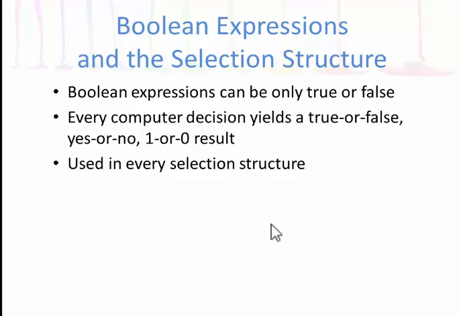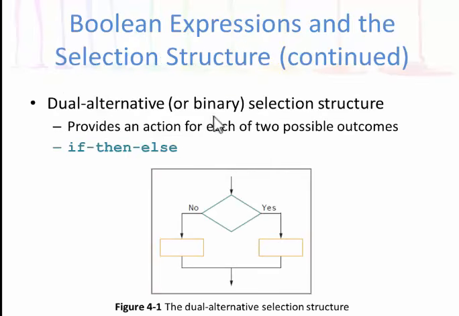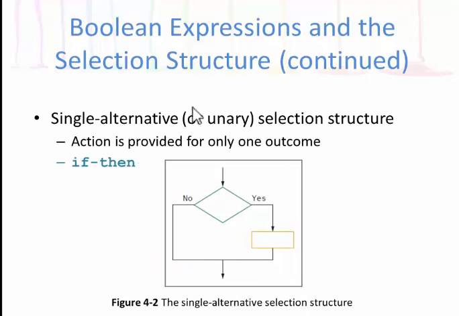So let's take our dual alternative or binary selections. As discussed in our previous sections, it provides an action with two possible outcomes. And it is always our if-then-else structure if we were working in our pseudocode. Our single alternative structure, our unary selection structure, is action provided for one outcome. And in pseudocode, it is if-then. I wonder if you guys can remember what this case over here was. Yes, a null case. So what's going to happen is if it is false, we just carry on with our program.